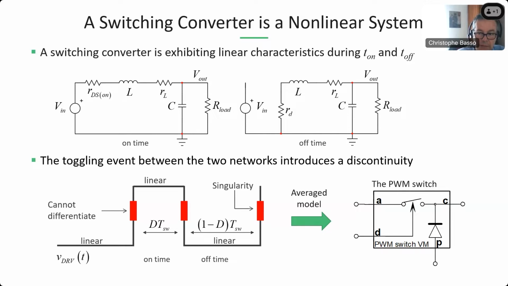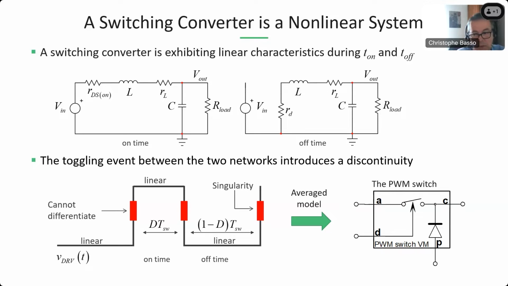You need to find a smoothing process which is going to link the on and off, or the off to on states. And this smoothing process was introduced by Dr. Cuk in 1975 under the name state space averaging technique, or SSA.